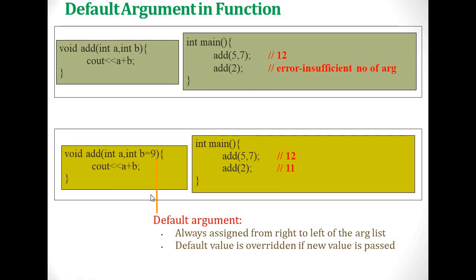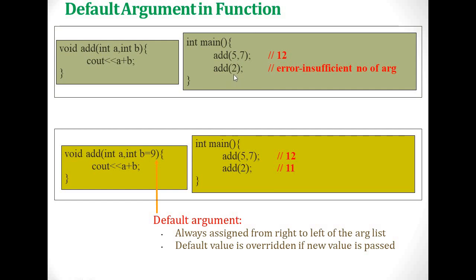Default argument in function. What is a default argument? We are passing the values in default arguments. In this main function, we are passing two values, so your function will be holding two arguments, int a, comma, b. Then it will accept.